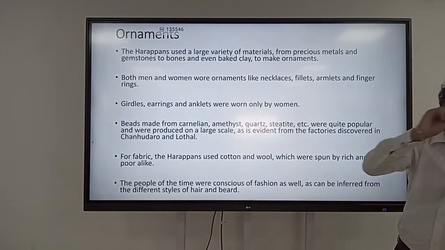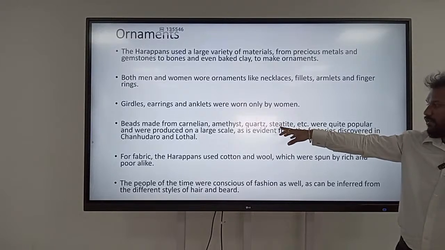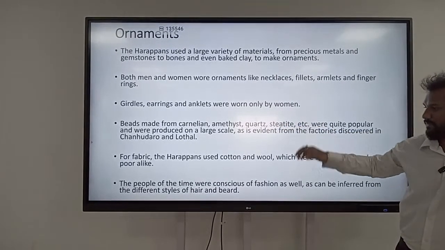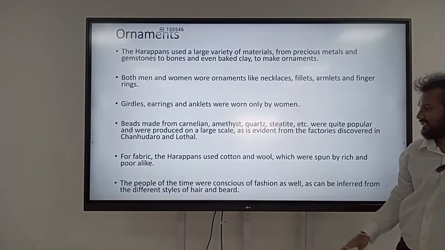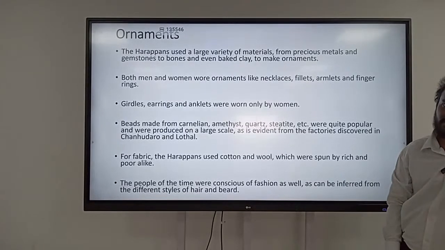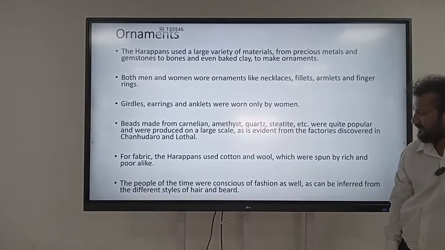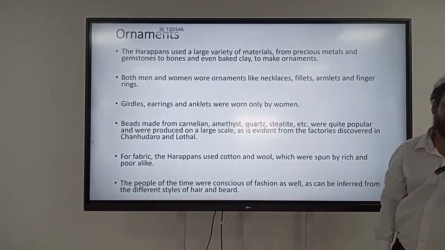Beads were made up of stones. Stones like carnelian, amethyst, quartz, steatite, etc. are used for making the beads. Fabric also there. Generally they used cotton and wool. For fabric, there is no difference between poor and rich. They used cotton and wool, which were spun by both the poor as well as the rich.